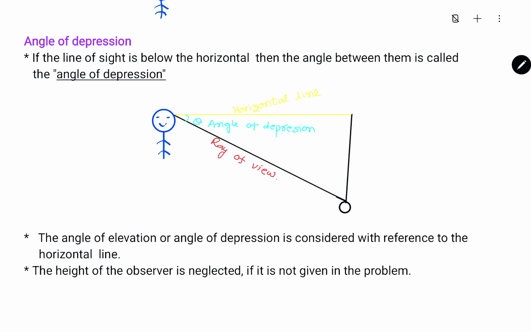Here, if the line of sight is below the horizontal line, that is called angle of depression. The definition is, if the line of sight is below the horizontal, then the angle between the horizontal line and the line of sight is called the angle of depression. Here the angle of elevation and angle of depression are considered with reference to the horizontal line. The height of the observer is neglected if it is not given in the problem.